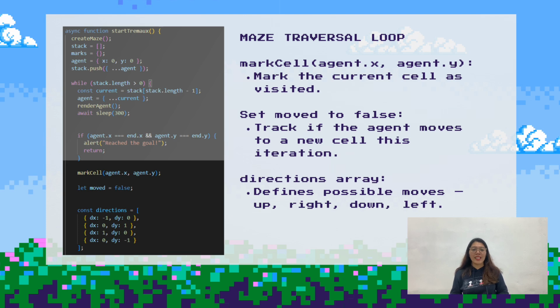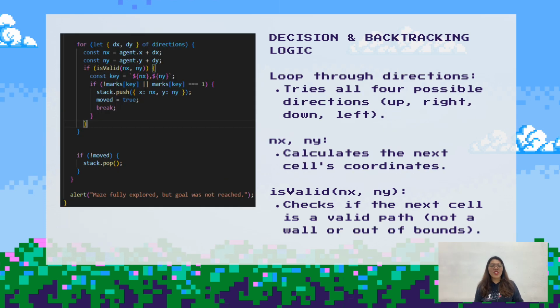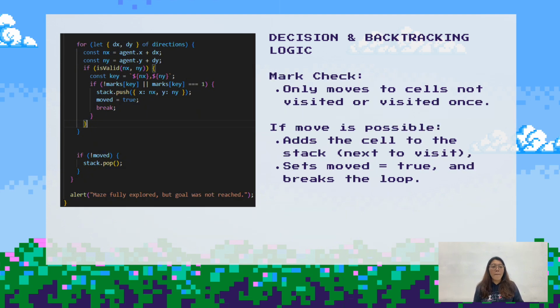We also initialize a move variable to false, which will help us track if the agent finds a new path to move. Then, we define the possible directions the agent can move: up, right, down, and left. For each direction, we calculate the next possible cell. We check if it's valid, meaning it's within the maze and not a wall. If it's valid and either unvisited or visited only once, we add it to the stack. Mark move as true and break out of the loop to explore this new cell next.